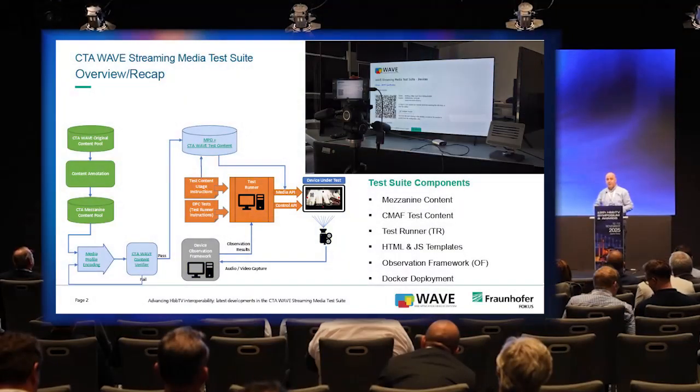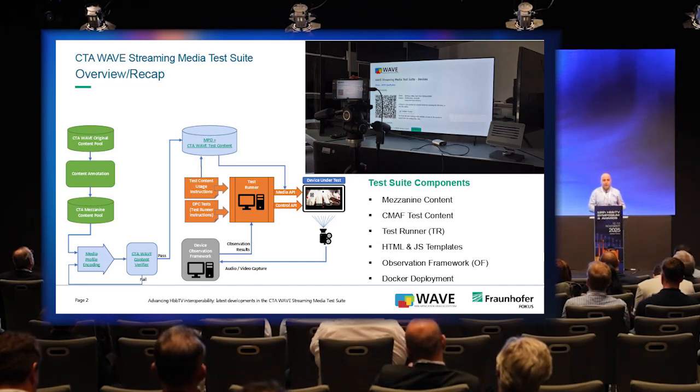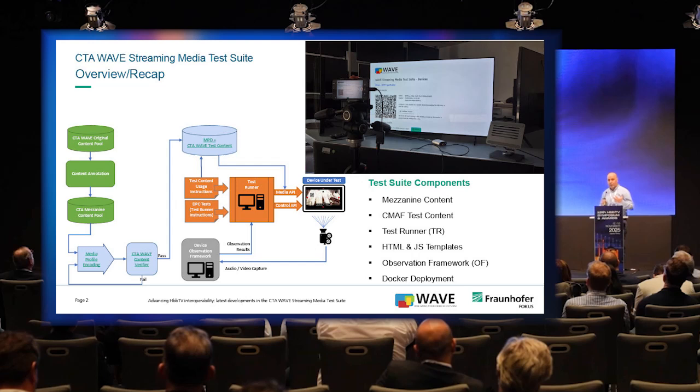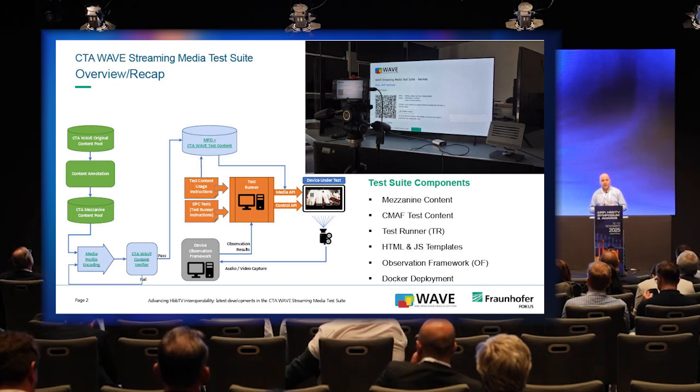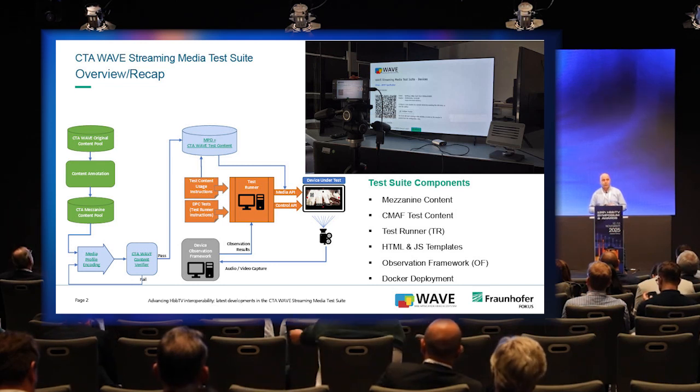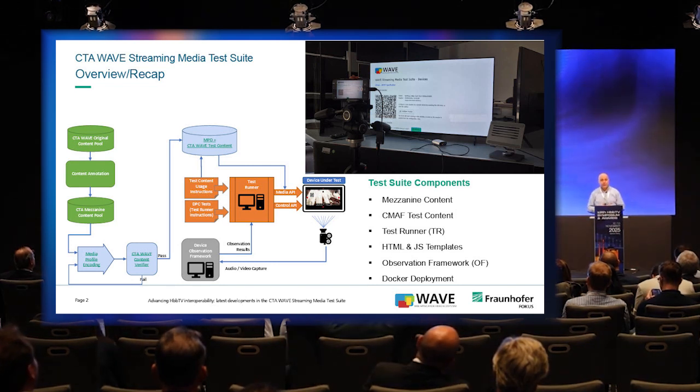Here is a brief recap about the work we are doing in CTA Wave. CTA is the Consumer Technology Association, and Wave is a project within this consortium, which is called Web Application Video Ecosystem. And there is a test suite. As you can see in the video running in the background, it's about enhancing testing on TV devices. One of the main missions is also automation. As you can see in the background, there is a demo running with a recording device, in this case a smartphone recording a screen.